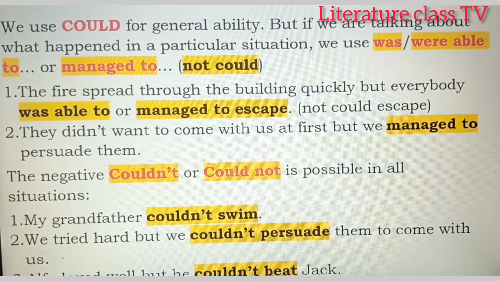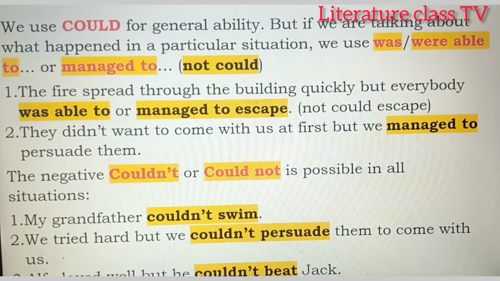The negative of could is couldn't or could not. Couldn't and could not are possible in all situations. Example here. My grandfather couldn't swim. My grandfather wasn't able to swim. My grandfather didn't have the ability to swim.